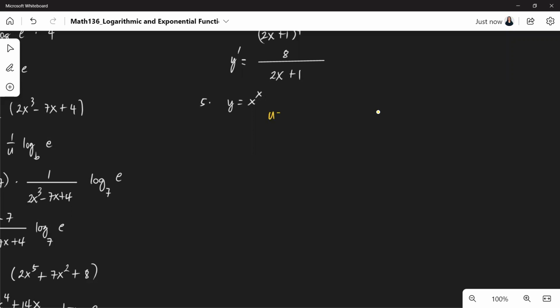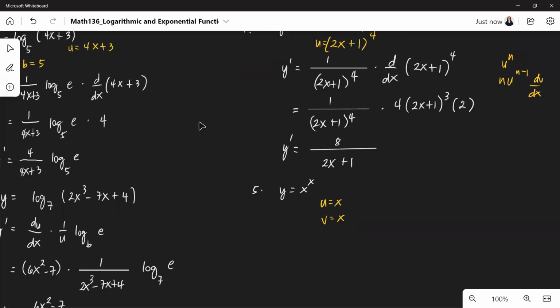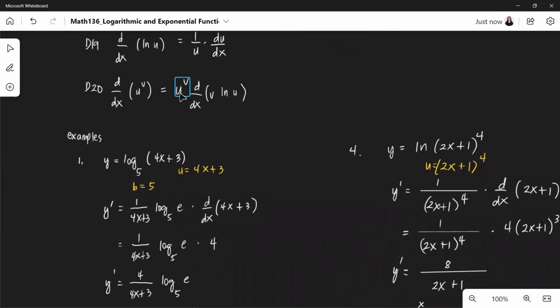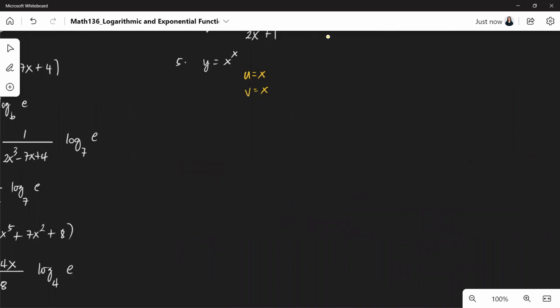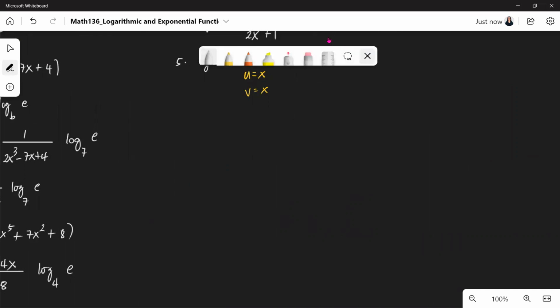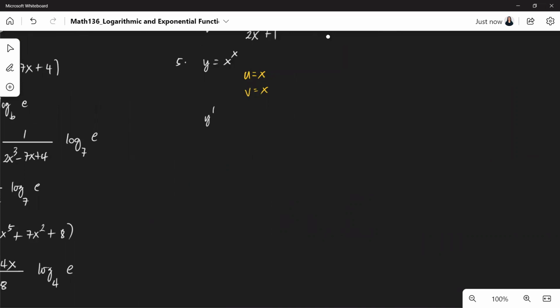So, let u be equal to x and, sorry, v is also equal to x. So, according to D20, okay, the derivative is you just copy the given u raised to the power v and then multiply it with v ln u. Okay, so y prime. Do not change it to y prime yet if you are not differentiating it yet. Okay, so now we are going to use the formula. So we use y prime.